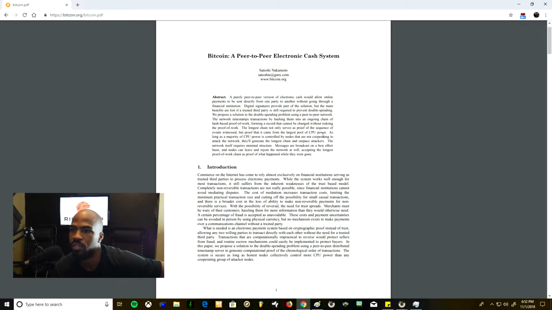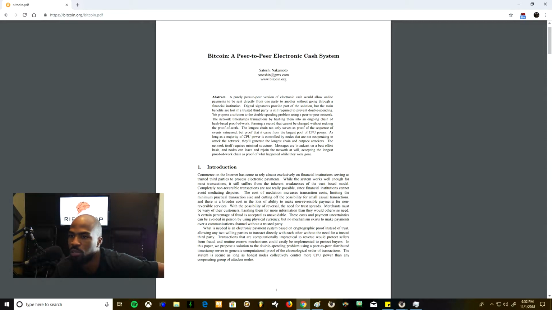All right. So the network timestamps transactions by hashing them into an ongoing chain of hash-based proof of work, forming a record that cannot be changed without redoing the proof of work. The longest chain not only serves as proof of the sequence of events witnessed, but proof that it came from the largest pool of CPU power. As long as a majority of computer power is controlled by nodes that are not cooperating to attack the network, they'll generate the longest chain and outpace attackers.